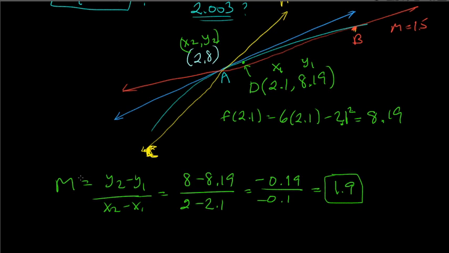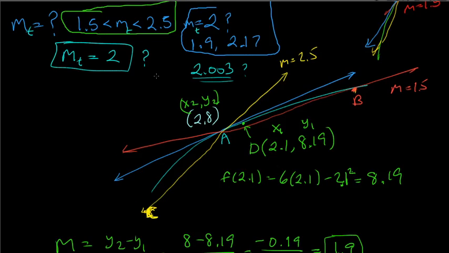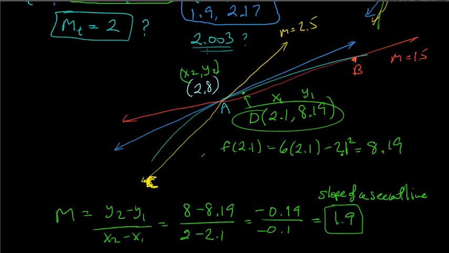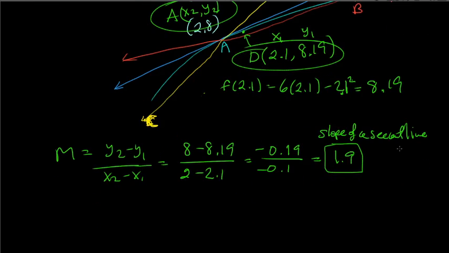You notice that it didn't matter which point I called x1, y1, and which point I called x2, y2. If you switch them, you'll just get a positive divided by positive instead of a negative divided by negative. So 1.9. Well, it's a lot better than 1.5 or 2.5. But even still, it's not exact. The 1.9 is still the slope of a secant line, because it's passing through 2 points, point D and point A. But it's a much better approximation. It's closer to the actual value. Again, we know the actual value of the tangent line is exactly 2. Why is that? We don't know yet.